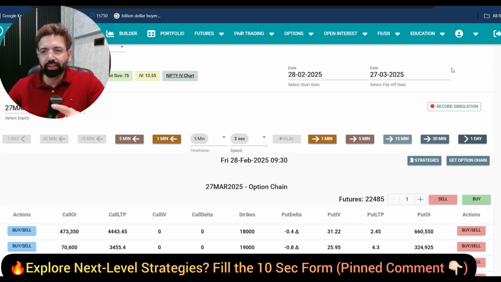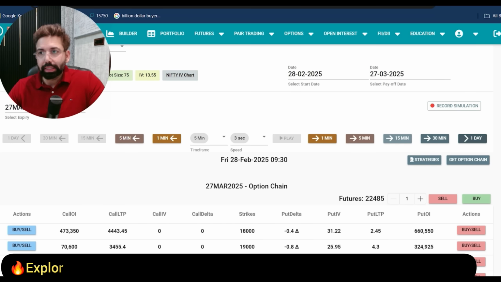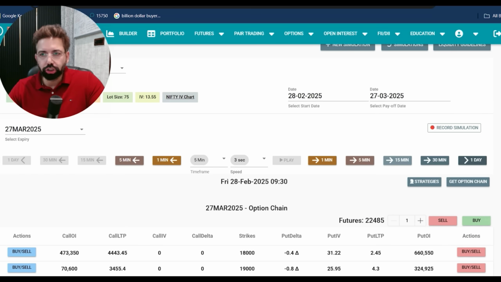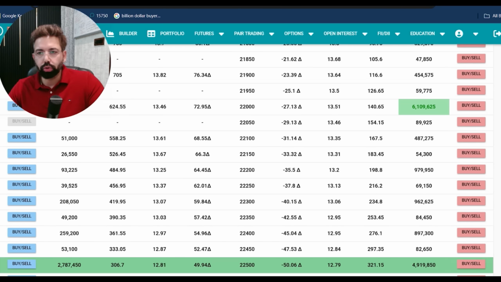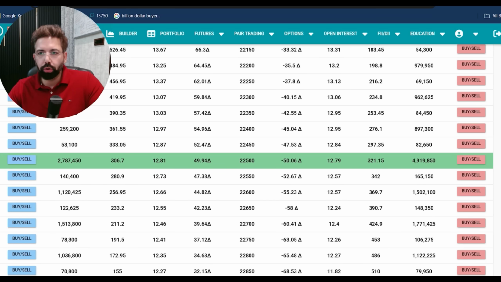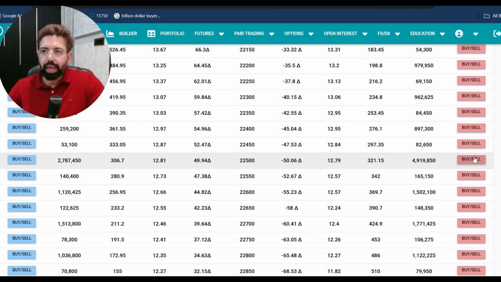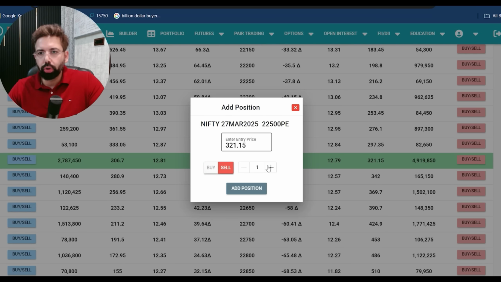Now we're going to check the month in which things go completely against us. So we are at the option chain now, and this month is going to go bearish. Step one is that we come to the money and we will short 2 puts. The formula will remain the same.